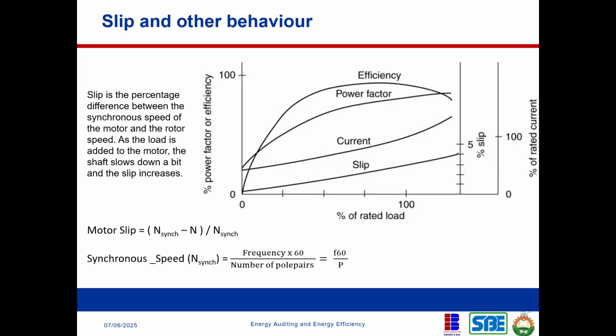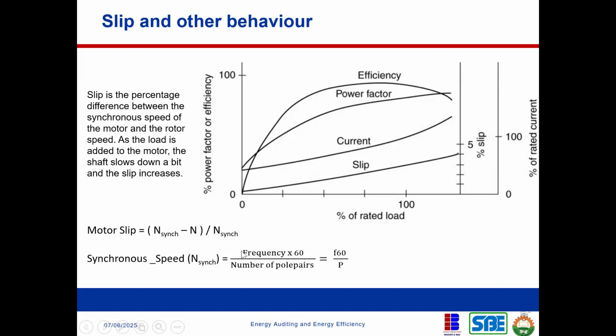So now motor slip is equal to the synchronous speed, the speed of that electromagnetic flux, minus the speed of the rotor, the speed of the shaft, divided by the synchronous speed, that's the speed of that electromagnetic flux. So synchronous speed is equal to, now I'm trying to define what this synchronous speed is. So how do you calculate this synchronous speed?